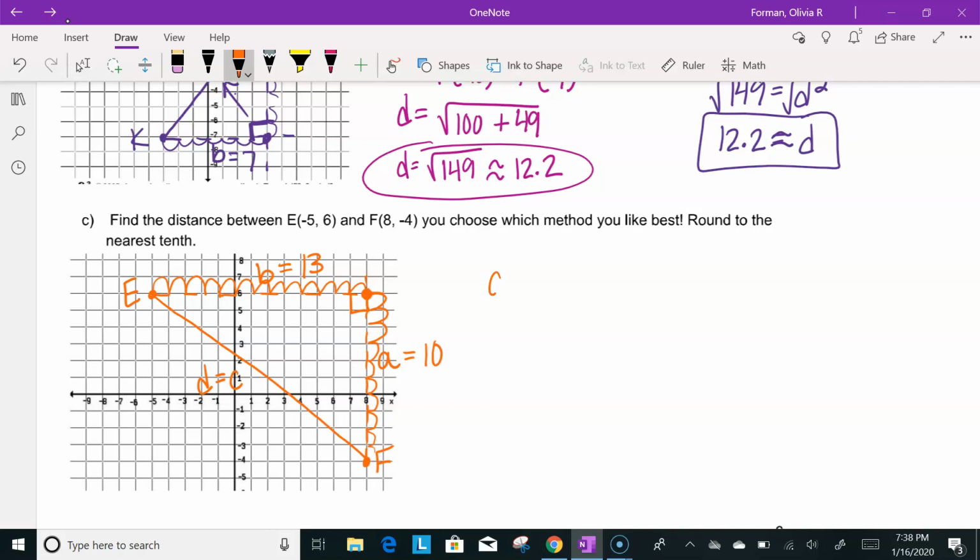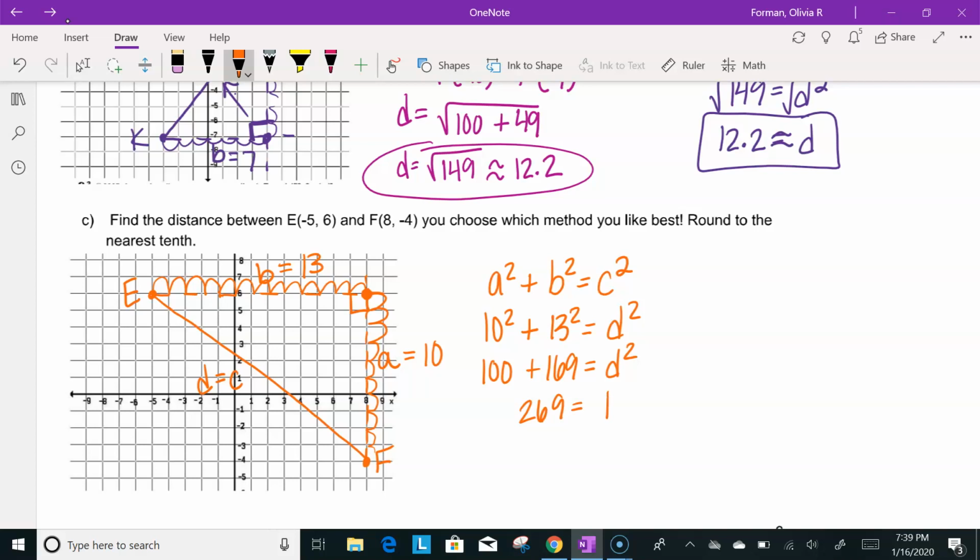So I'm going to say A squared plus B squared equals C squared. My A was 10. 10 squared plus 13 squared equals that C or D squared. 10 squared is 100. 13 squared is 169. We add those together. We get 269 equals my distance squared. To get D by itself, we take the square root, and the square root of 269 comes out to be about 16.4.